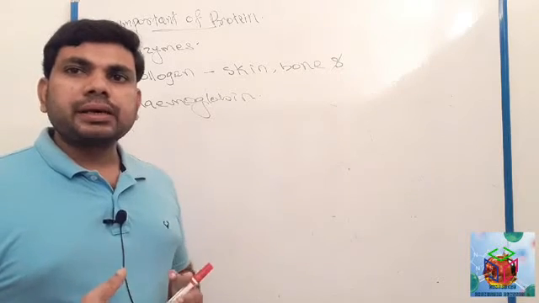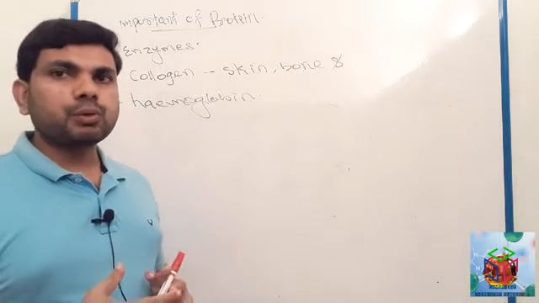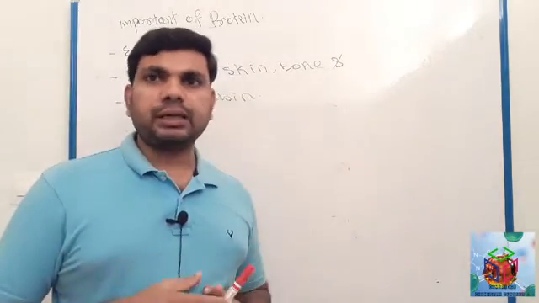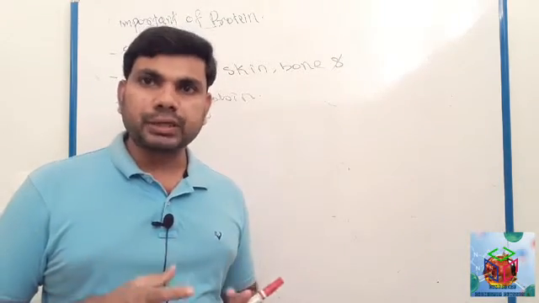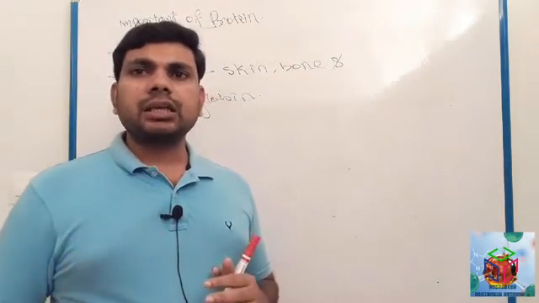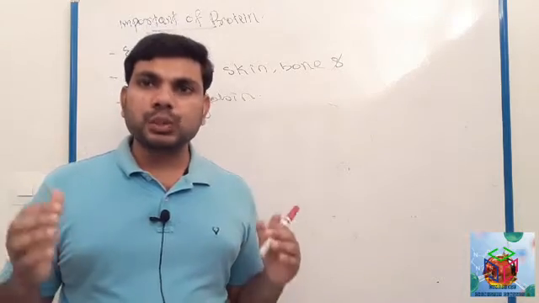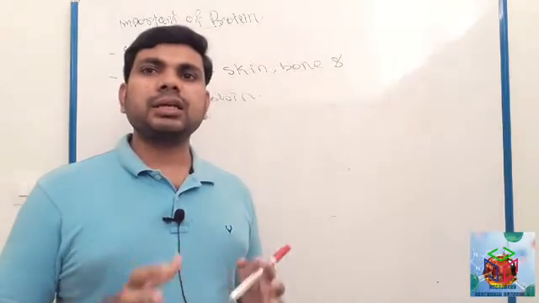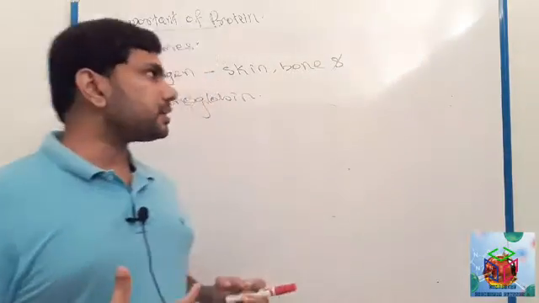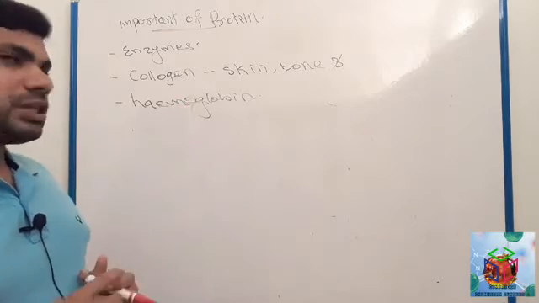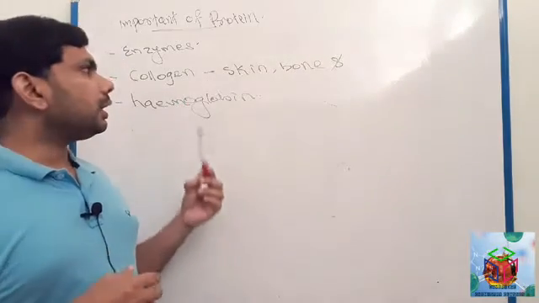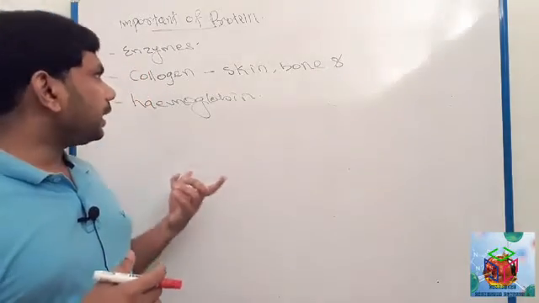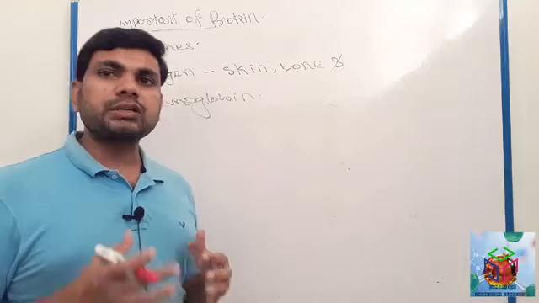Next we have to discuss the importance of polymers. Enzymes, we know, are made of protein. Enzymes are biological molecules made of protein and they catalyze many chemical reactions which take place inside living cells. So enzymes are very important for living organisms. Similarly, collagen is another polymer. Skin, bone, teeth are made of collagen, and this is also another important polymer.